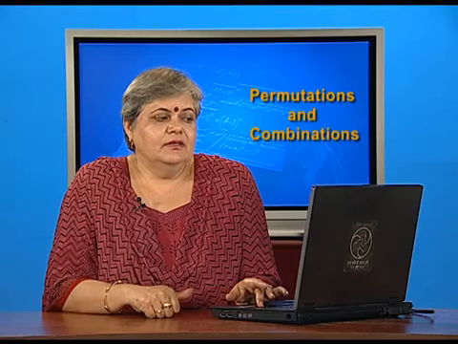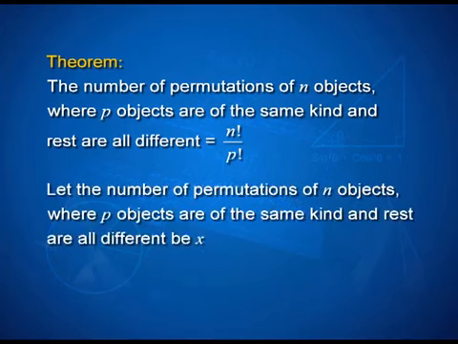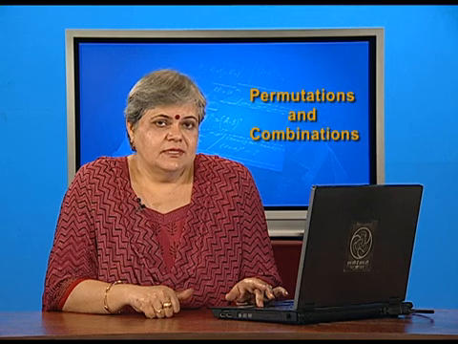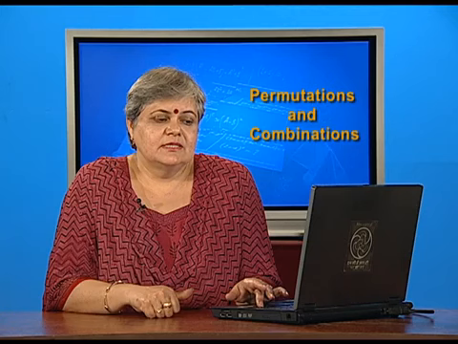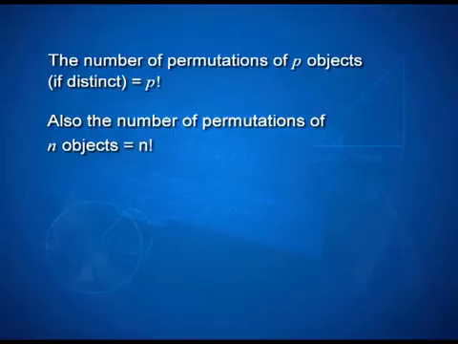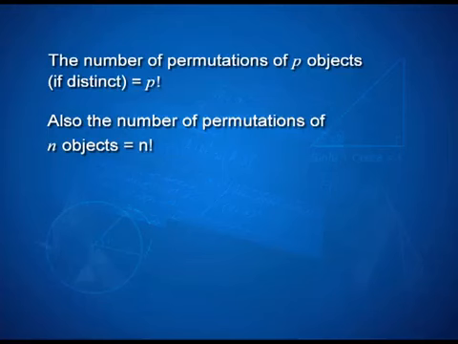Let us start with the number of permutations of n objects where p objects are of the same kind and the rest are all different, to be say x. If p objects were distinct, they can be permuted between themselves in p factorial ways. And since there are n objects that we are permuting and we are taking all of them together, not only r or a few of them, all n, then those n objects can be permuted in n factorial ways.